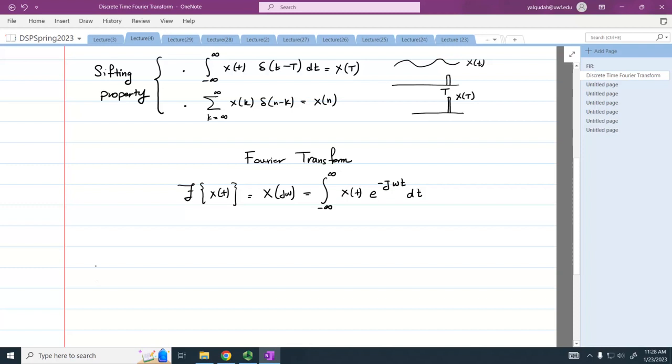What does this look like from things that we've seen before? Laplace transform. How is this different than Laplace transform? Laplace was e to the negative s t. Agree? But what is s equal to? Sigma plus j omega. So if I evaluate Laplace along the j omega axis, I'm going to get the Fourier transform.